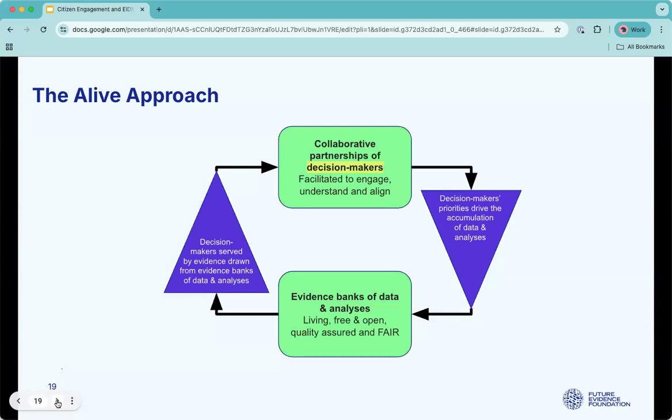So we focus on that process of generating the best possible evidence in the hope that it'll shape decision making. What we're doing within ALive is starting at the top.